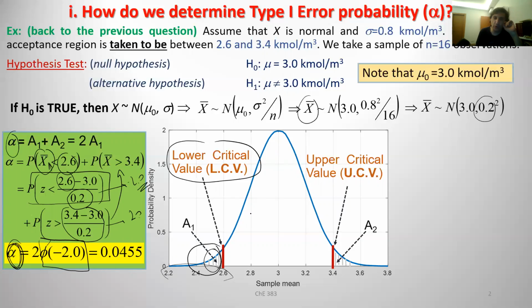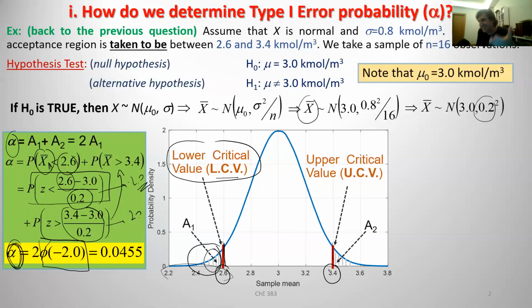So when we construct the critical region with a lower critical value equal to 2.6 and a higher critical value of 3.4 for this specific example, which uses a sample of 16 observations, we are going to be committing a type 1 error probability of 0.05. What does that mean?